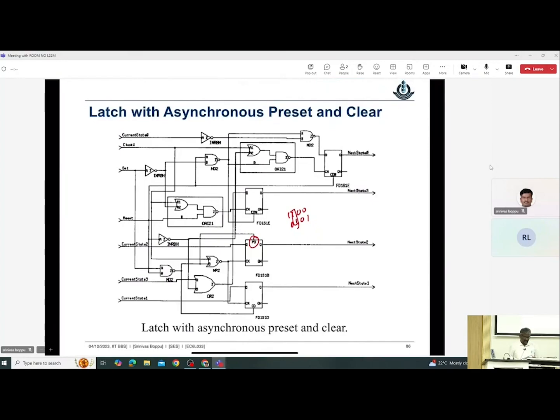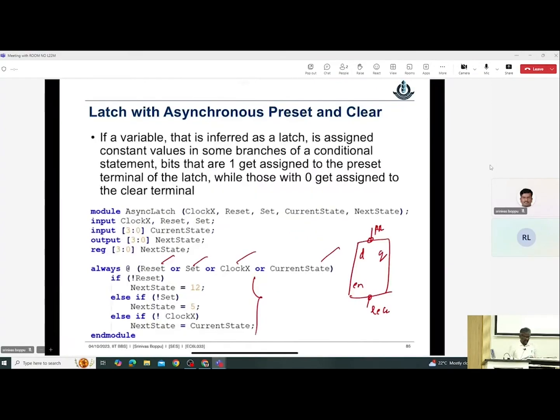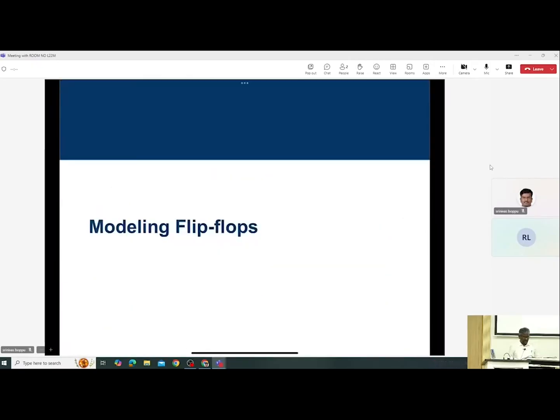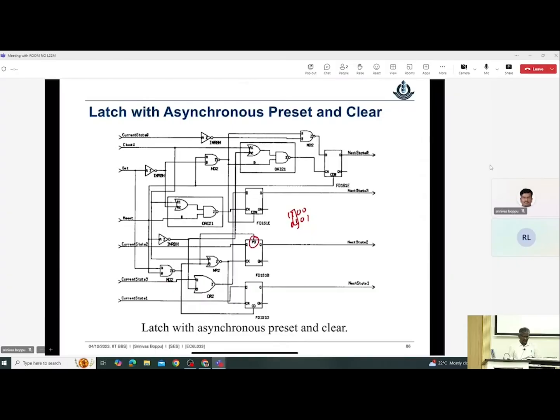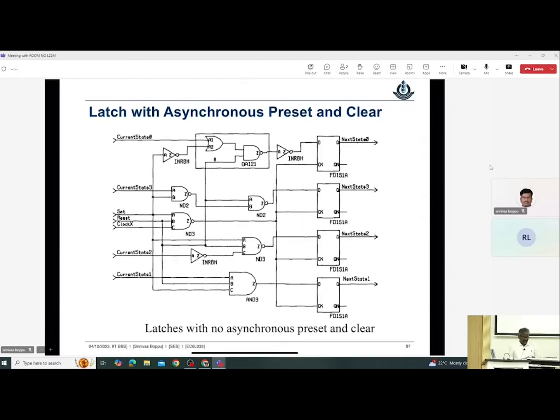I think I misplaced the code. The code is missing, but anyway, it's fine.